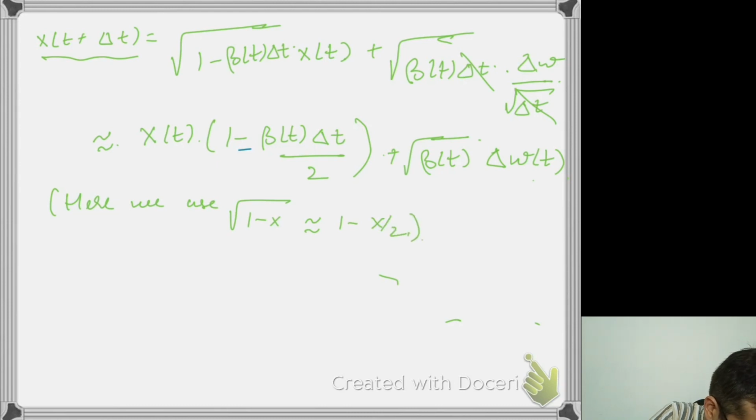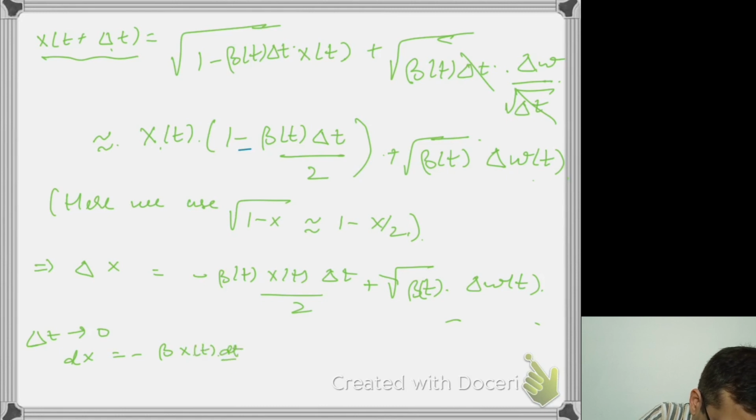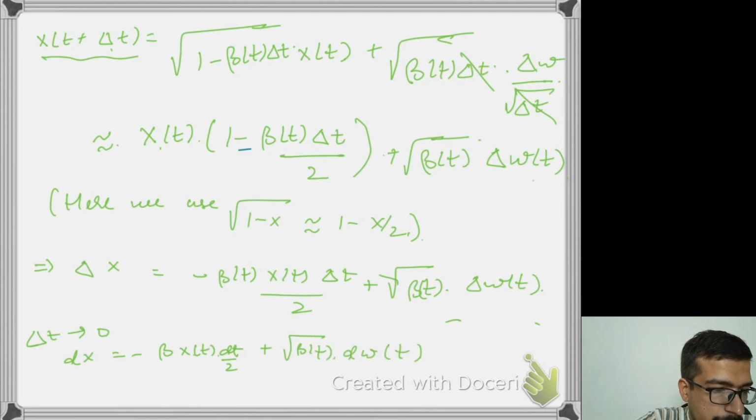So now what I get is that delta x, okay, so if I have x of t plus delta t minus x of t, which is delta x, equals minus beta t x t delta t by 2, okay, plus square root of beta t times delta w t. Now as delta t approaches 0, what we get is dx equals minus beta t x t dt by 2 plus root of beta t dw t. Okay, so this is called the variance preserving stochastic differential equation.